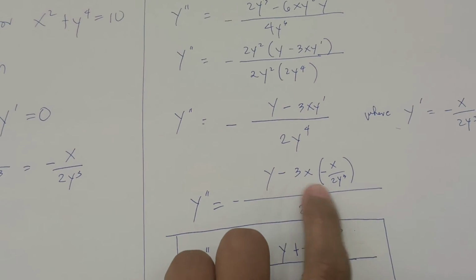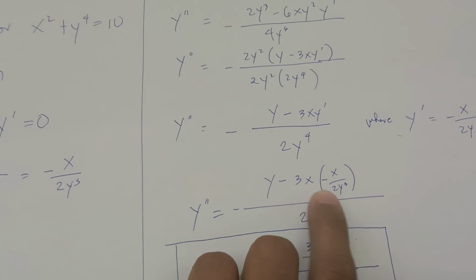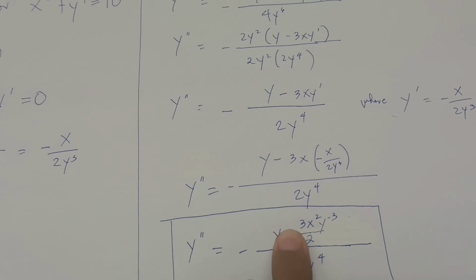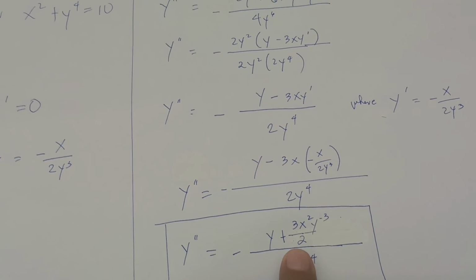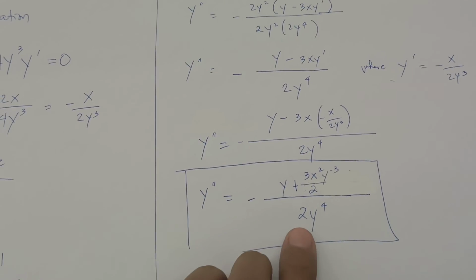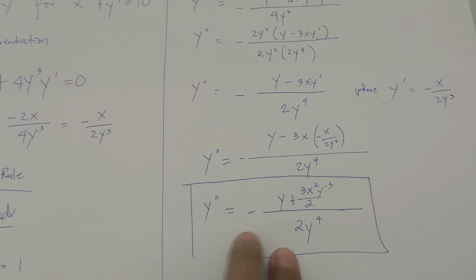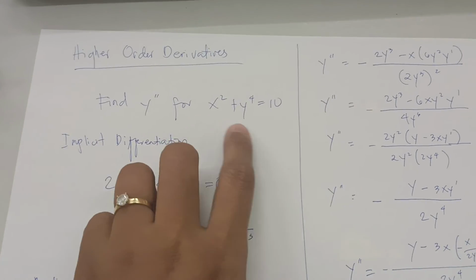Our numerator, we can still simplify by multiplying these terms. So that is y plus 3x squared y raised to negative 3 over 2. And of course, copying our denominator, that is 2y raised to 4. So this is now the result of our y double prime from this function.